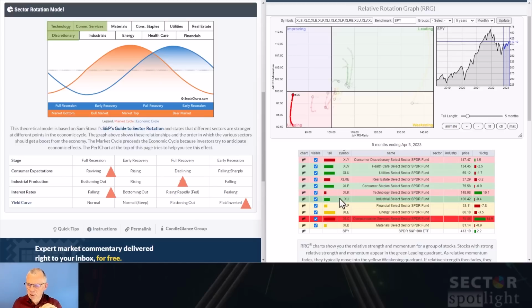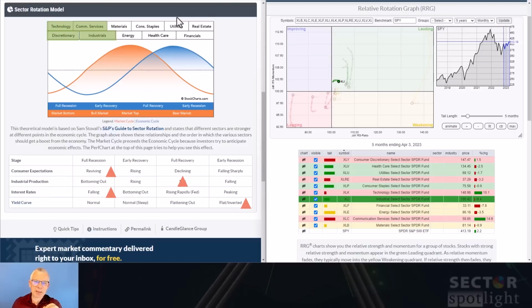We go to industrials, then that is inside the leading quadrant. It's a very short tail, which means that it is a stable relative uptrend. And that makes sense. So we've got industrials here as an outperformer, completely in line with the RRG here.